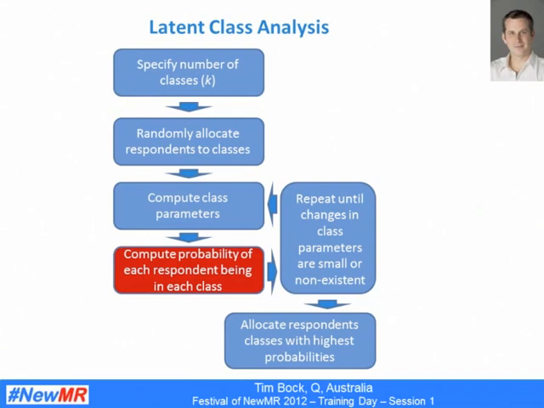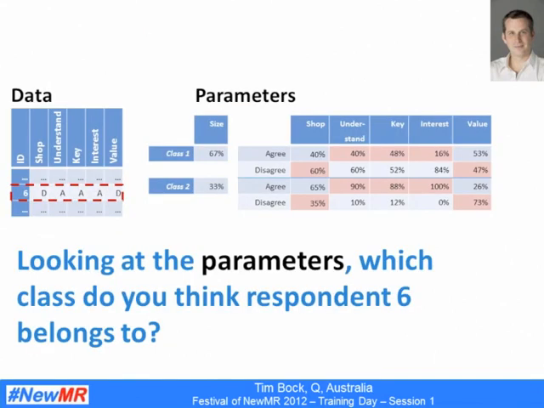And we're going to look at how to compute the probabilities of a person being in a particular class. So looking here at respondent 6, shown on the left, this respondent disagreed with the first statement, agreed thrice, and then disagreed. If we look at the parameters, we can see that the first segment or class contains 2/3 of the sample, the second 1/3. And if we look at the individual responses, we can see that in the first class, 40% of people agreed with the first statement, 60% disagreed. In the second class, 65% agreed with the first statement and 35% disagreed.